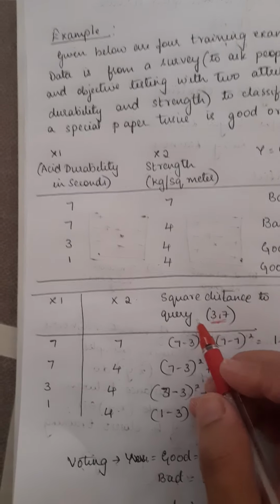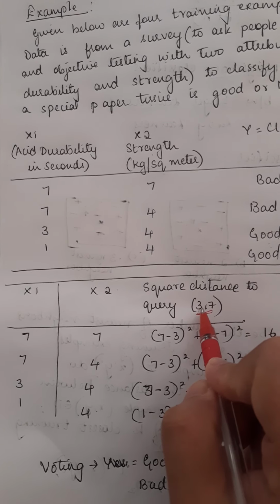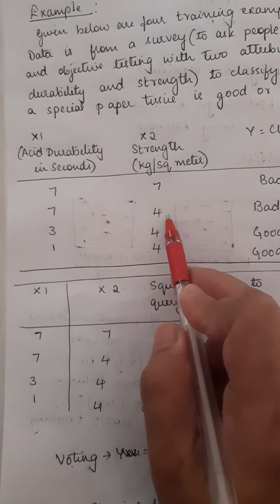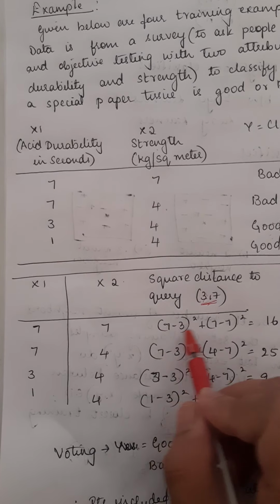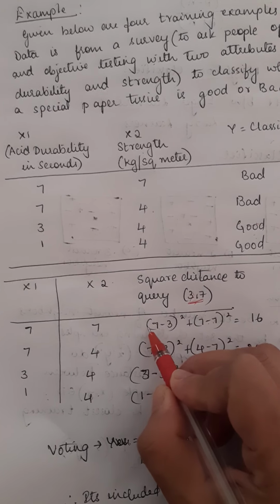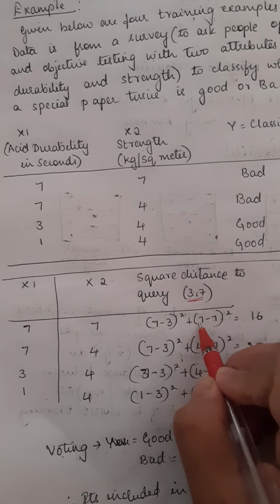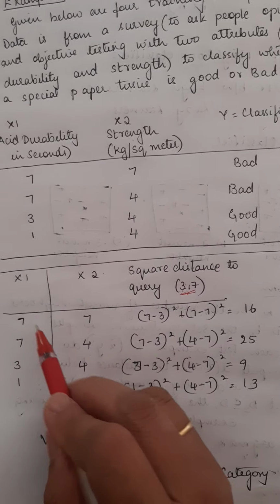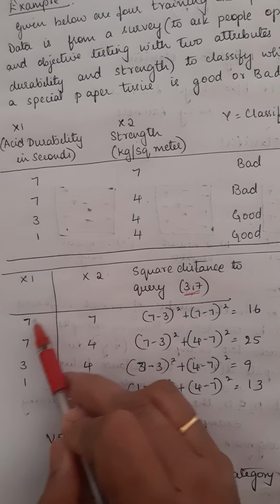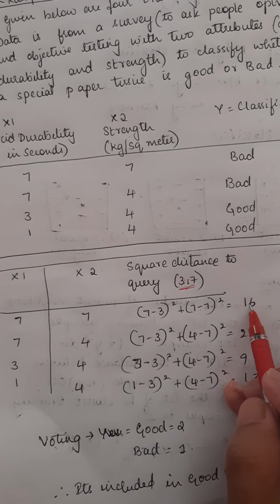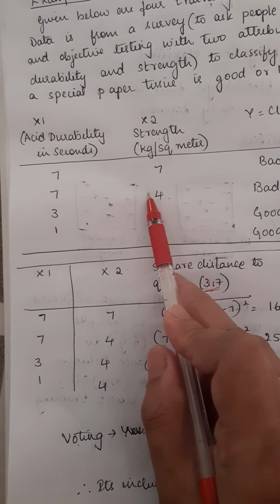So what I will do now with this 3, 7, I am going to find the distance of 3, 7 from all these 4 data records. That is the Euclidean distance: x minus x1 whole squared plus y minus y1 whole squared. For the first record, which is 7 and 7: 7 minus 3 whole squared plus 7 minus 7 whole squared, you get 16.